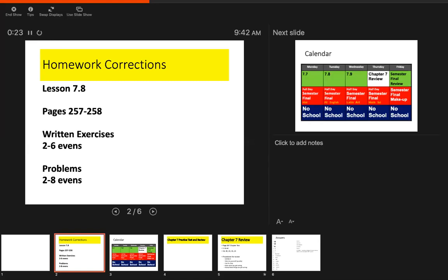But that's from yesterday. So we're on 7.9. Oh, how come this doesn't say 7.9? I don't know why. So you tell me. What did I give you? 2 through 12 evens. All right, 2 through 12 evens, on page about 260-ish, 261 or 262.